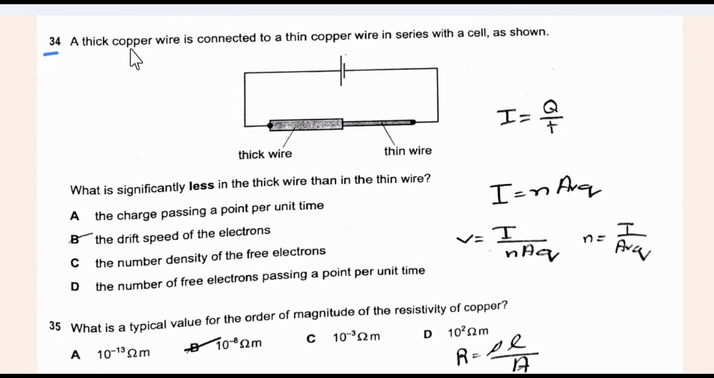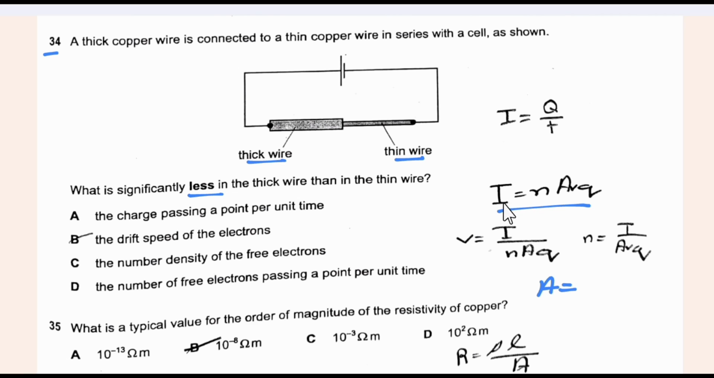Number 34. A thick copper wire is connected to a thin copper wire in series with a cell as shown. So this is thick copper wire and this is thin copper wire, and they are connected in series. What is significantly less in thick wire than thin wire? So we know the equation I is equal to nAvq, and since there is a variation in cross-sectional area, first of all we need to make A the subject of the formula.